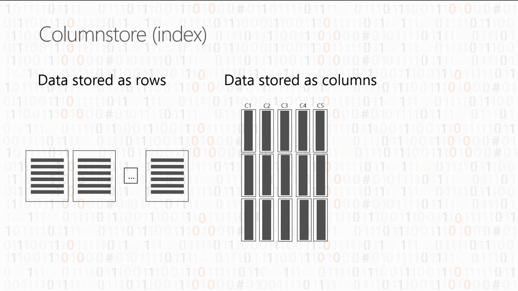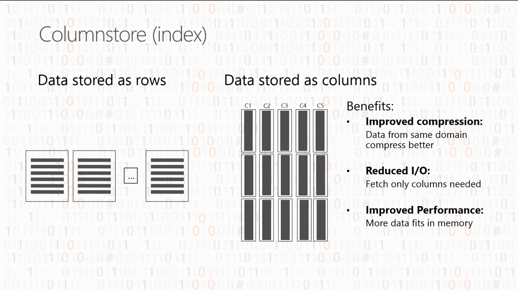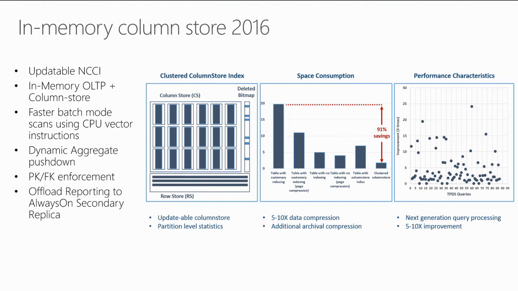Initially, we started with BI, and we store data in columns. It compresses super well, about 1 to 10 compression. So you have improved compression and reduced I/O because you have fewer data pages to load into memory, and therefore better performance. And with this version, SQL Server 2016, we added lots of improvements to the SQL Server column store technology. One is updatable. The secondary column store index on top of your row store is updatable now.